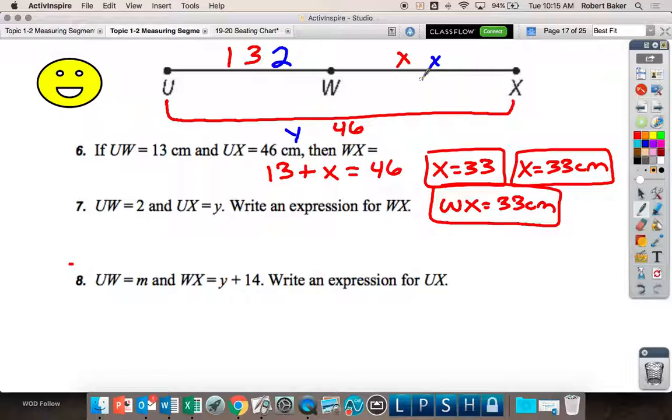How long is the first part? There you go. So we have no idea about how big X and Y are, but that is an accurate expression to describe those lengths. The first part is 2, the second part is X, the whole thing is Y, so 2 plus X equals Y. Cool? Yeah? No? Maybe?